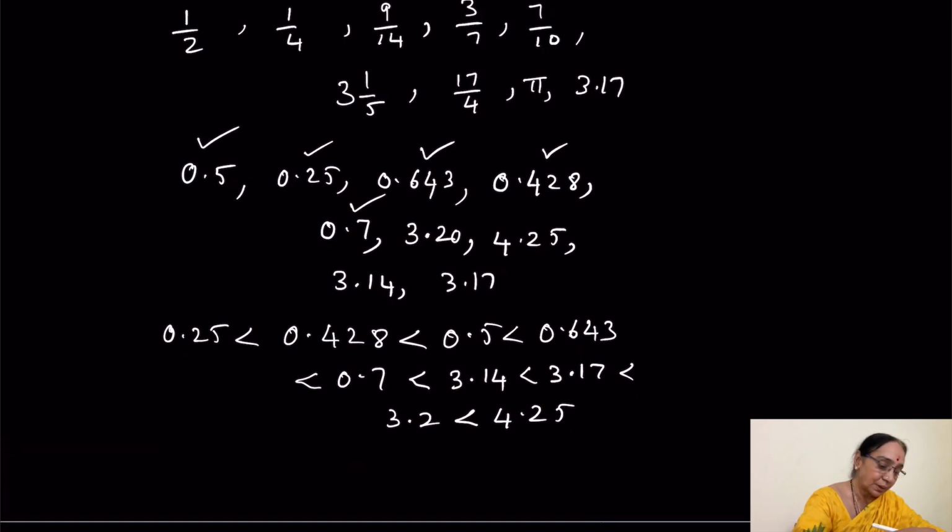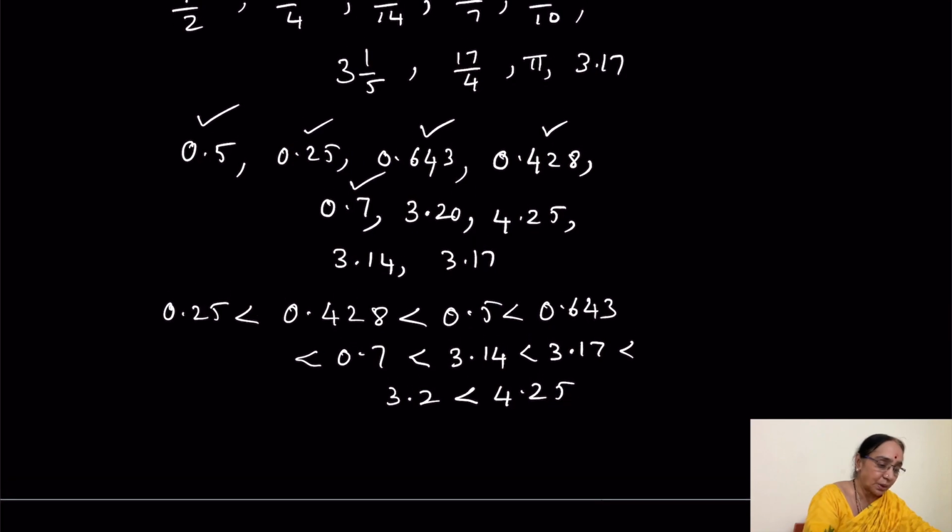Now in the final step, we have written down the decimal representation. But if this appears in your test or your assignment, you will have to go back to the question. You have to give whatever is being given in the question, the fractions or decimals, you have to have the same representation here. So 0.25 is 1/4, 0.428 is 3 by 7, and 0.5 is 1 by 2, 0.643 is 9 by 14, 0.7 is 7 by 10.